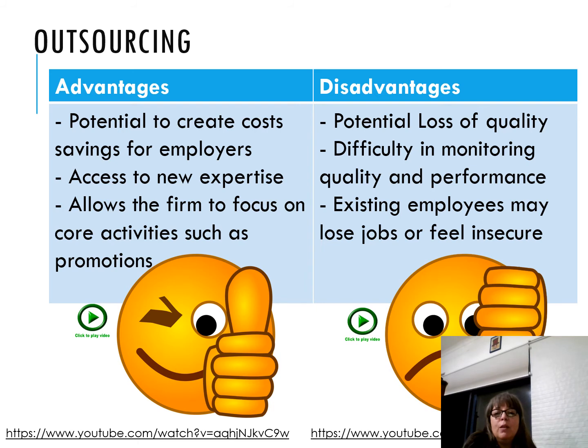Existing employees may lose jobs or feel insecure. So if a job is outsourced, sent elsewhere because it's cheaper or somebody's more efficient, then somebody at the workplace may lose their job. Or perhaps somebody who's doing a similar role may feel that their job is at risk, and an unhappy employee is not the best employee. So if somebody feels insecure in their job, they're not necessarily going to be doing their best.